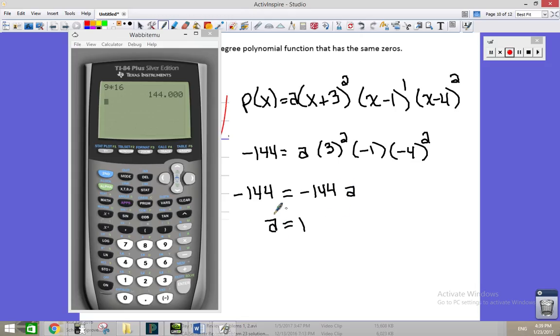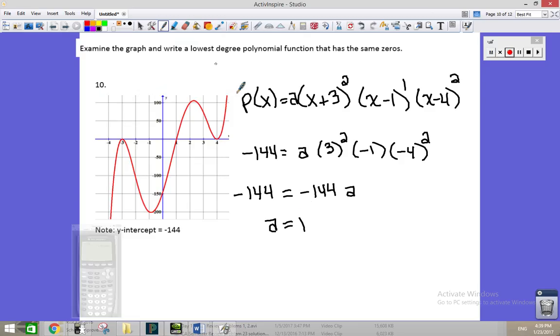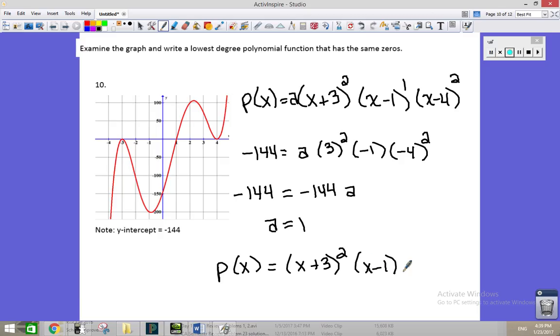And you guys like it when a equals 1, because now you might have guessed 1 and you'll end up getting the problem right, correct? So there's my final answer. If a is equal to 1, I don't have to put the 1 there. Multiplied by 1, and I'm going to leave it in factored form.